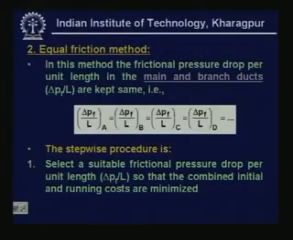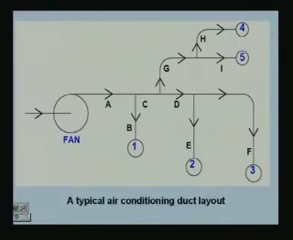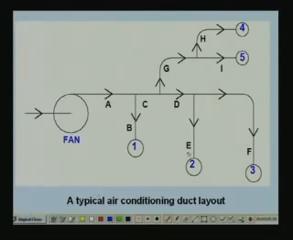Next, let us look at the second method known as the equal friction method. In this method, the frictional pressure drop per unit length in the main and branch ducts is kept the same. That means, everywhere the frictional pressure drop per unit length, that is delta Pf by L, is constant. For example, for this part of the main, for this branch, for this branch, for this branch, etc. Everywhere this parameter is the same. This is the principle of the equal friction method. That is why you call it the equal friction method.